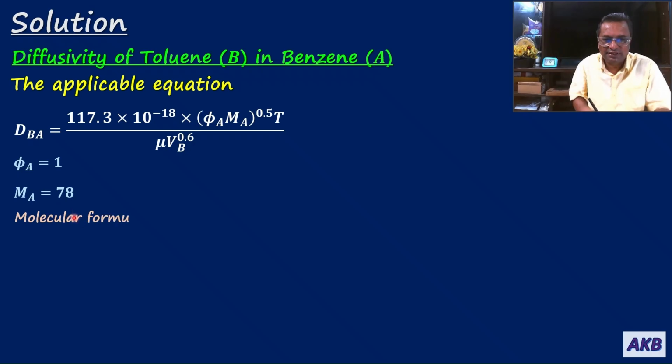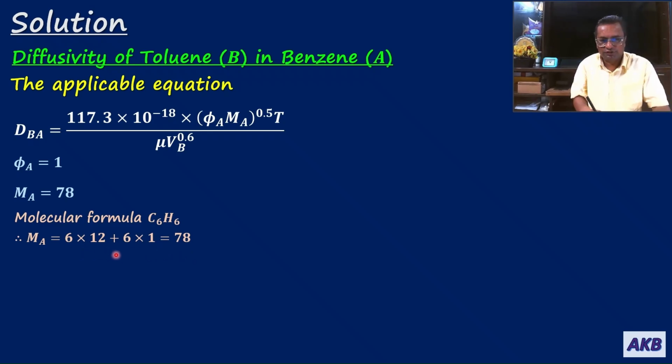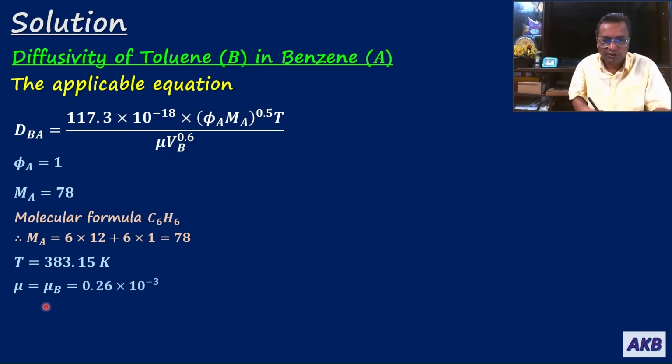Molecular weight of benzene is 78 because the molecular formula for benzene is C6H6. So therefore MA will be 6 into 12 plus 6 into 1, that is 78. 6 atoms of carbon into the atomic weight of carbon and 6 atoms of hydrogen into the atomic weight of hydrogen. Then temperature is 383.15 Kelvin. Mu is equal to mu A, that is 0.26 into 10 to the power minus 3 kg per meter per second. And VB, it is given to us, it is 118.3 into 10 to the power minus 3 meter cube per kilomole. Now let us use all these values.